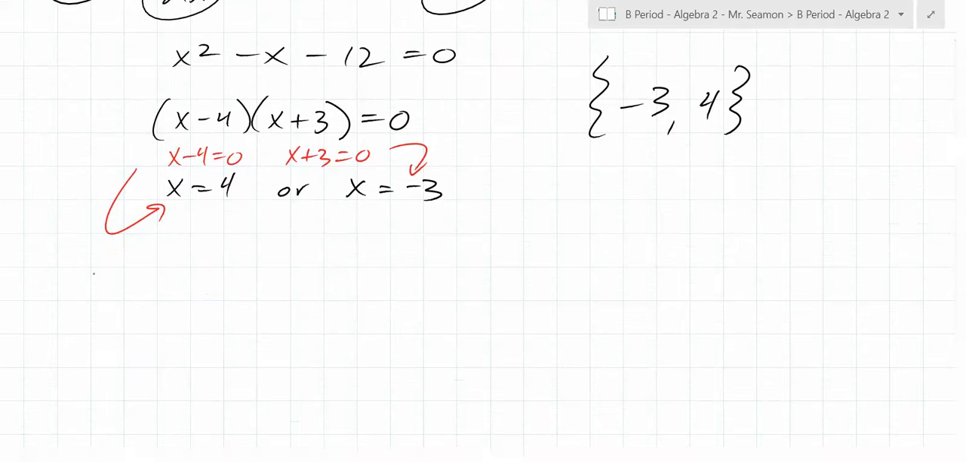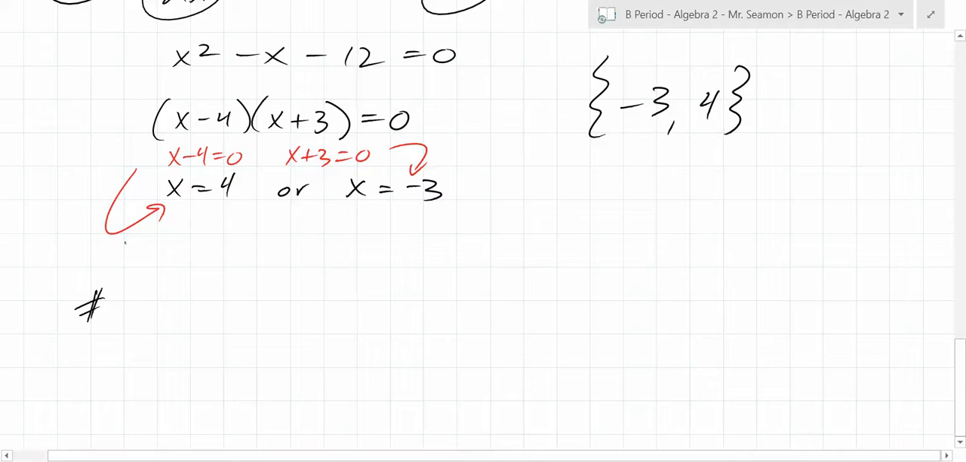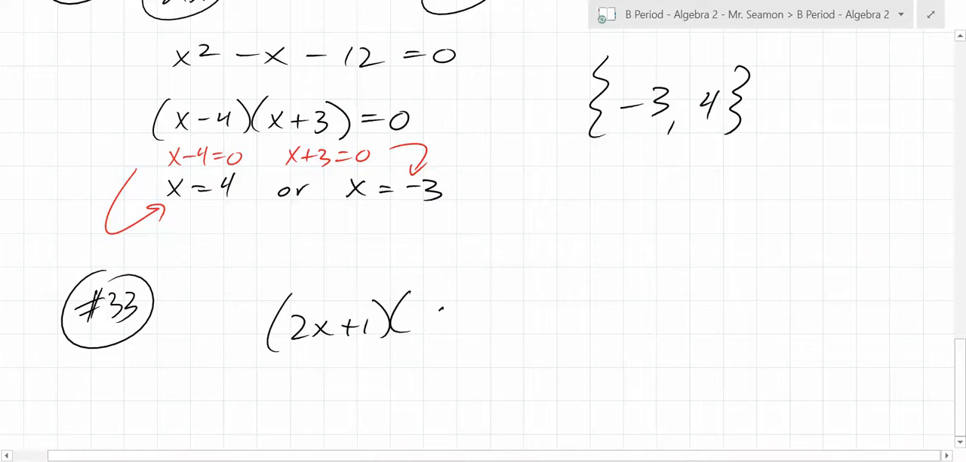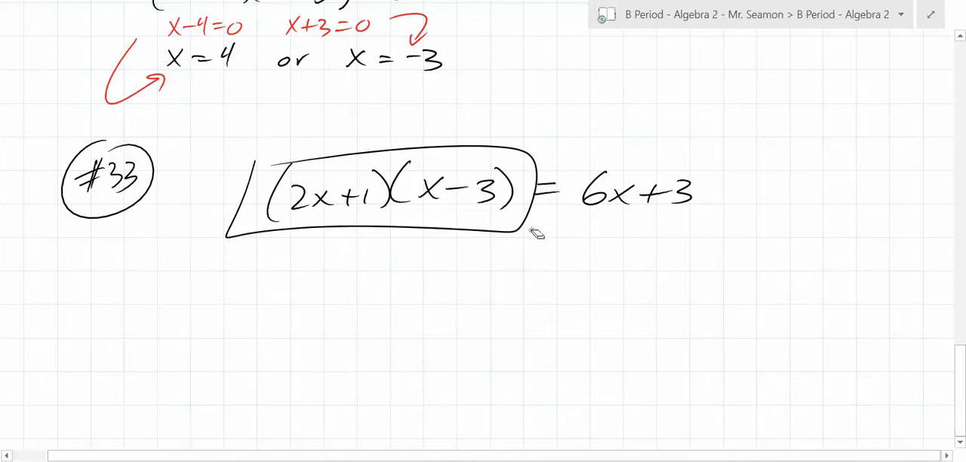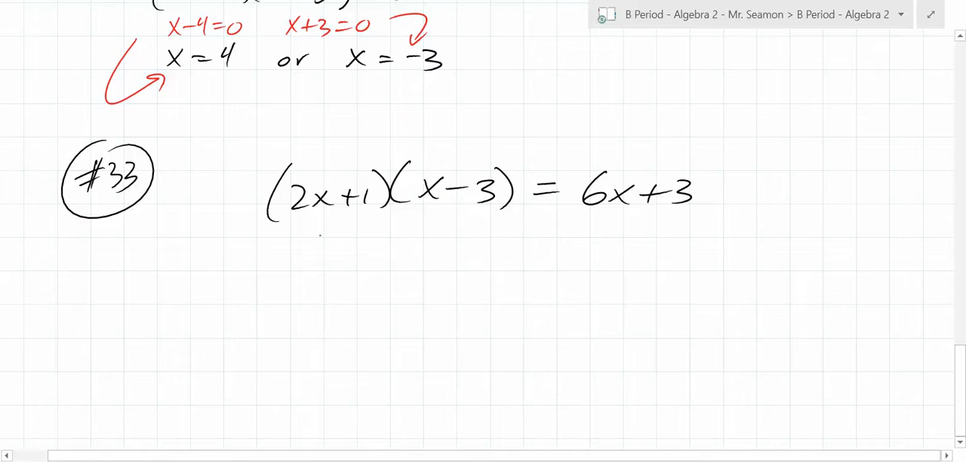Another one, 33 is what you said, Deb? So 33 is similar to one we just did. 2x plus 1 times x minus 3 equals 6x plus 3. Is this in standard form? Nope. So what do you have to do to the left here? What do we call that? FOIL? Yep. Can someone read off to me what you get when you FOIL this out? What does it become?